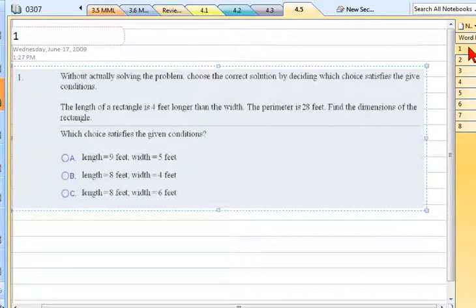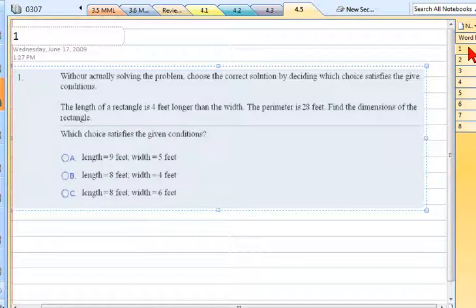Okay, now we are going to practice doing some translating. I'll read the whole question now. The length of a rectangle is 4 feet longer than its width. The perimeter is 28 feet. Find the dimensions of the rectangle. And I have part of this cut off the screen for those of you looking at it in the class.